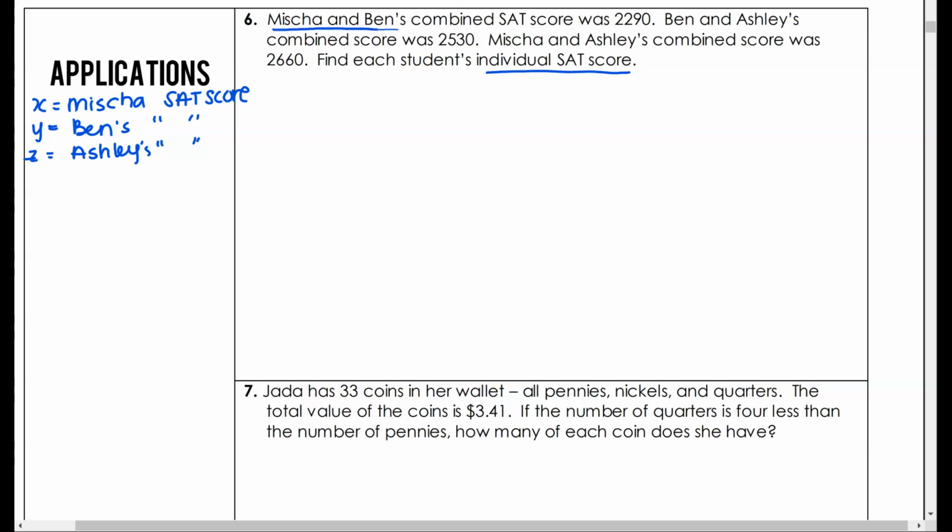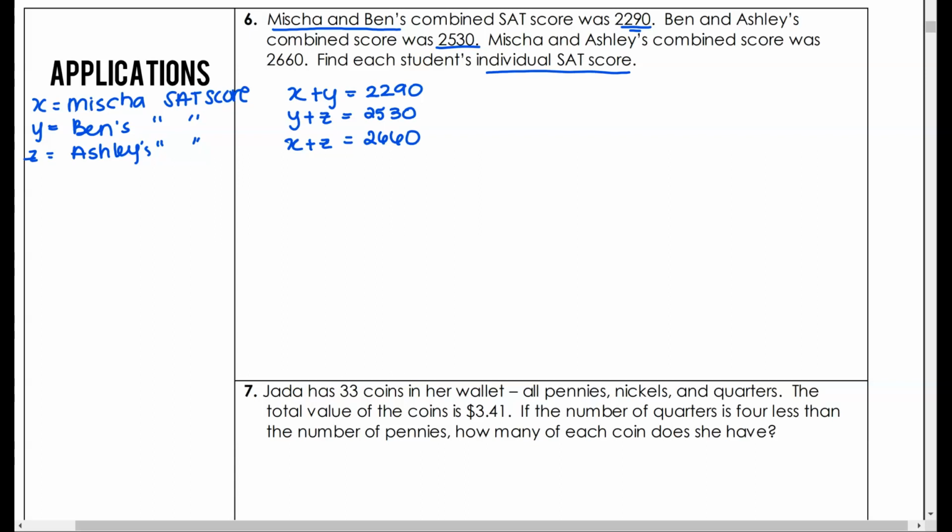So I know that Ben combined is 2290 with Mishka. So I have X plus Y is going to be 2290. I know that Ben and Ashley's, which is going to be my Y plus my Z, is going to be combined to 2530. And then I know that X plus Z is going to have a total of 2660.